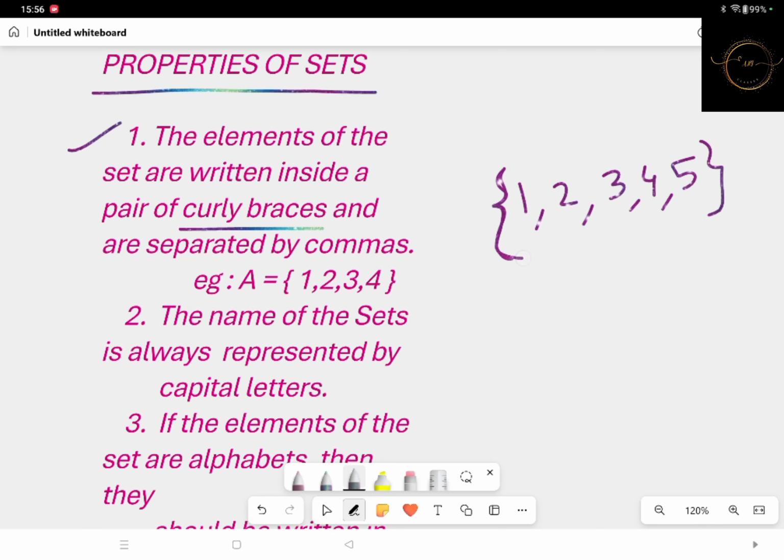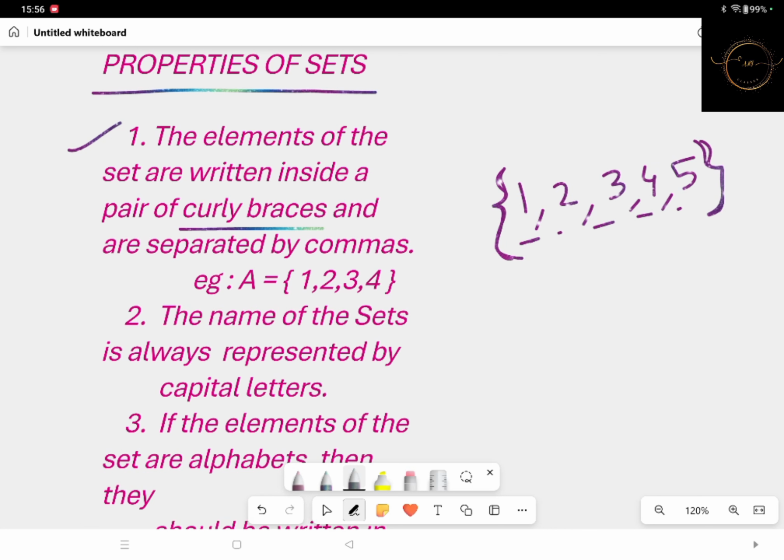This bracket and this bracket are actually called curly braces. All those who have curly hair will find that the hairs are not straight. They are in curl form. That's why these are called curly. And because they are brackets, that's why they are called curly braces. And always remember the elements of the set. This 1, 2, 3, 4 and 5 are called elements. Why are they called the elements of the set? Because they are the members of the set.